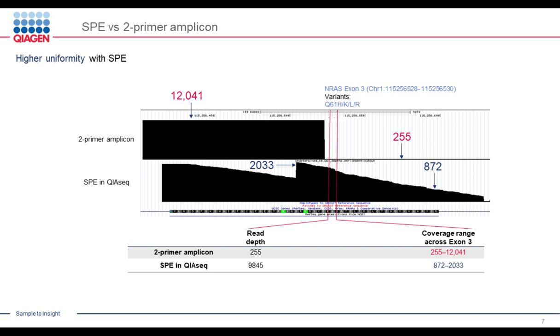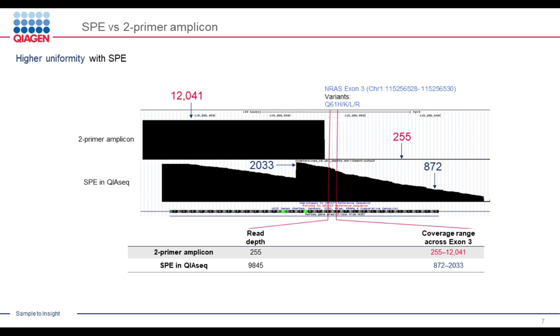First, with the 2-primer amplicon approach, because of the issue of primer dropouts and primer interactions, you will see a big difference in terms of the read depth across the different regions of exon 3. So for instance, half of exon 3 of NRAS has been covered at 255x versus the other half being covered at 12,000x. So it's a big difference when you look at the range of coverage.